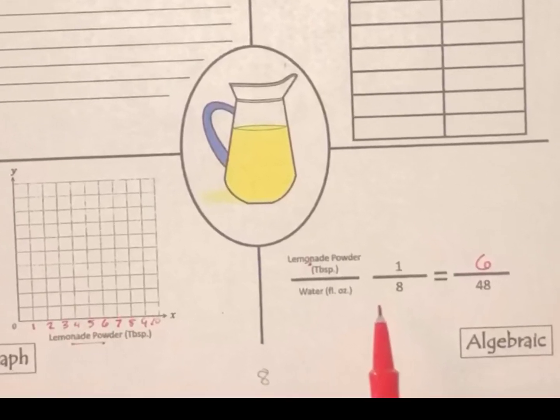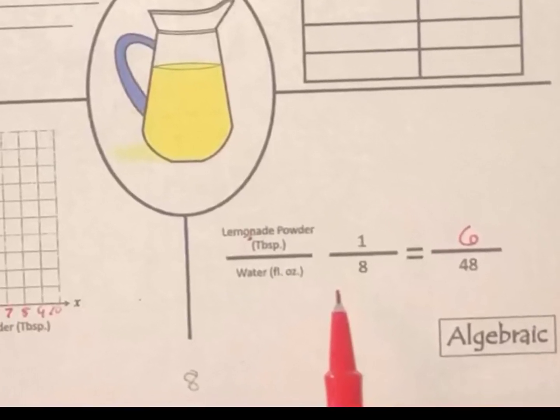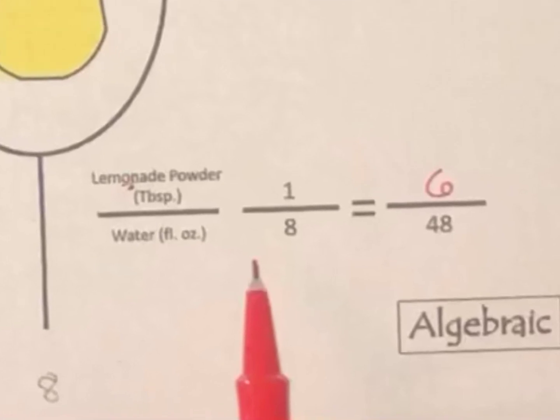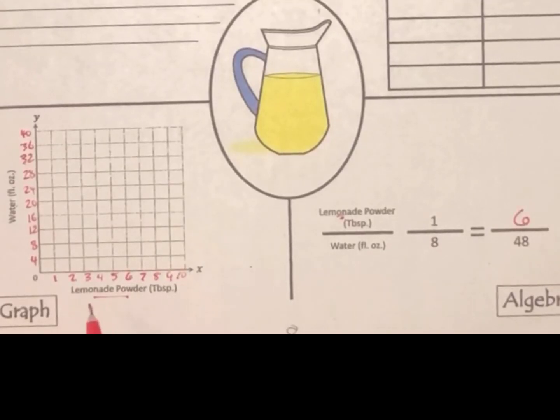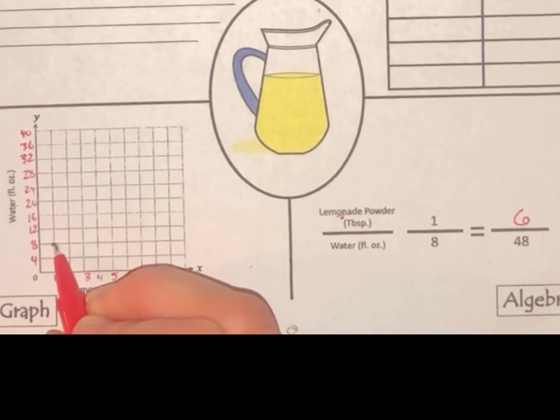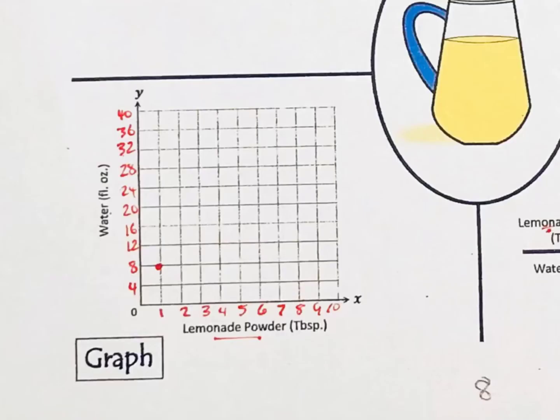Now let's look over here at our values and labels so we can come back and graph our points. 1 tablespoon of lemonade powder to 8 fluid ounces of water. So I'm going to go up 1 to 8. So here's my first point. We did most of this together. You still need to draw the line, but I would suggest getting some more points off your table and plotting in at least one more point. You're more likely to have an accurate line with more points to serve as a guide.